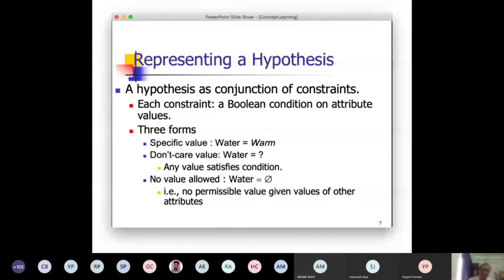Second thing, for sky it will be 4, and for others it will be 3. We need to multiply all of them, and at the end we need to add 1 because of that no-value-allowed case. I think that is the right answer. So what should be that value?